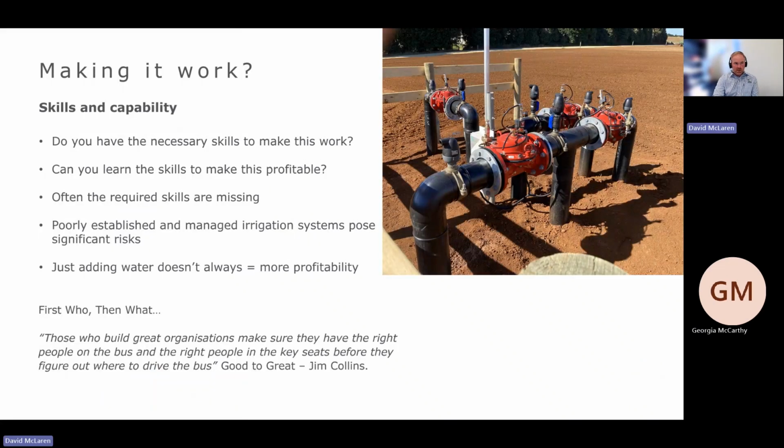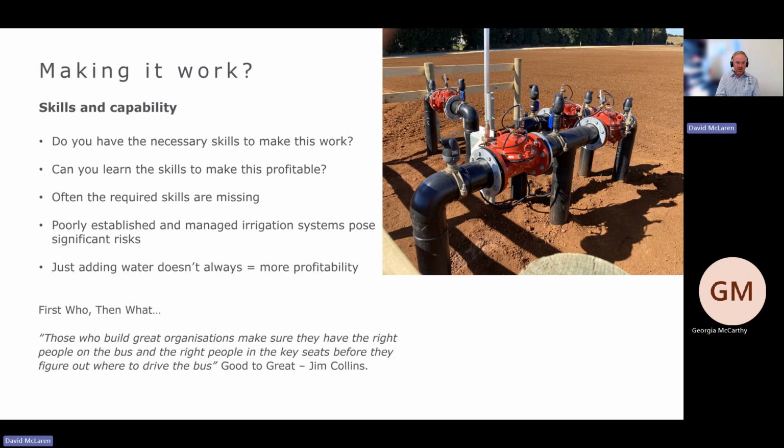After the financials, we then jump into making it work, where we start to look at the skills and capability. Do you have the necessary skills and capability to make it work? Can you learn the skills to make this profitable? Often we find that the skills are missing, or that the key skills required to make it work are missing.